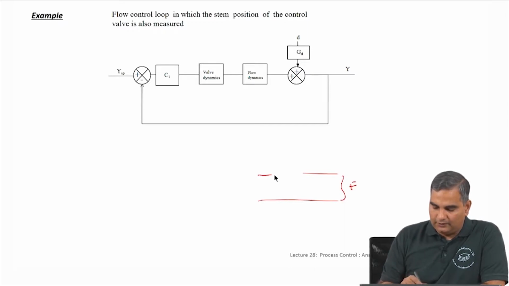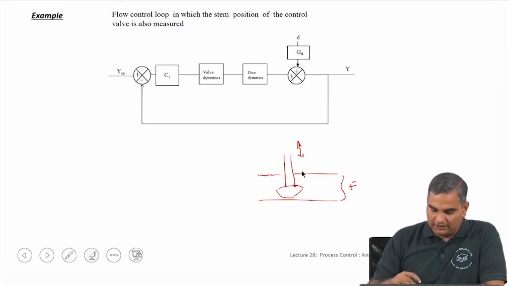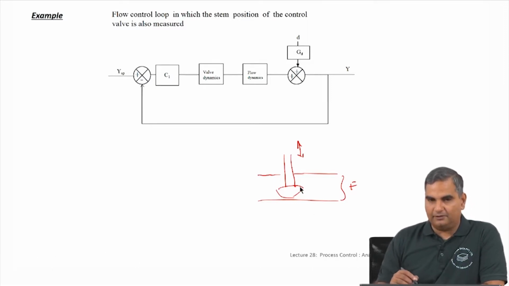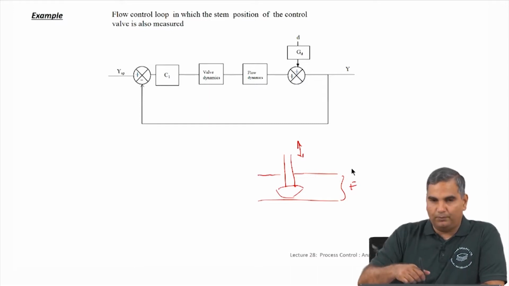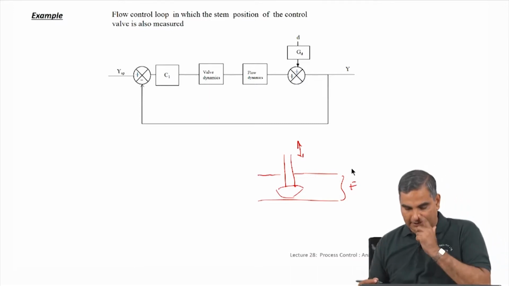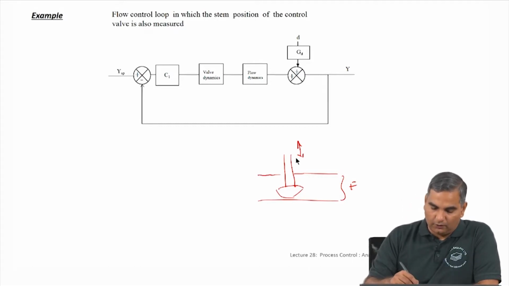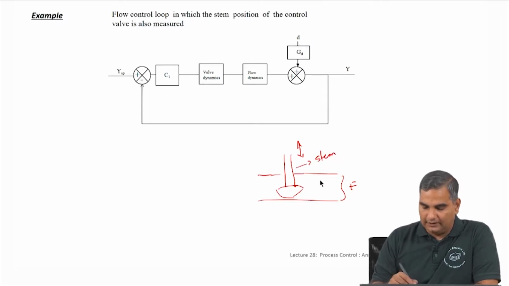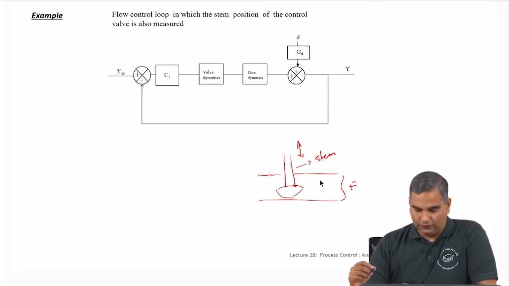The flow control is usually done using what is called a control valve, something like this. When you move this up and down, the amount of constriction in this pipe changes. If you pull this out completely, you will have complete flow. If you push this in completely, you will completely shut down the flow, and depending on the location of the stem, you are going to get different flow rates. That is how flow is controlled.